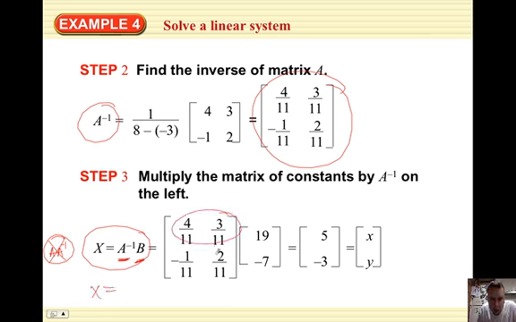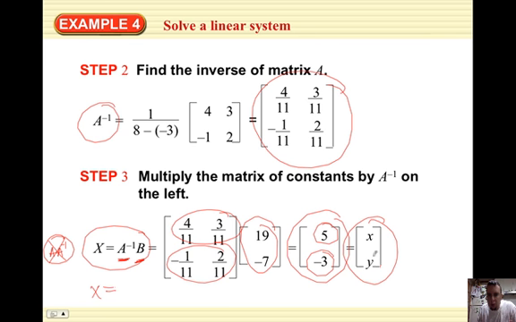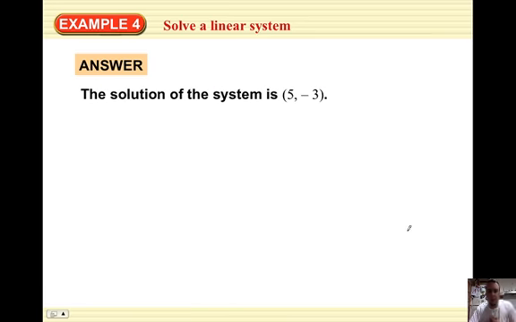X equals: you take this row times this column, and you're going to get 5. I'm just going to assume you can do this by yourself. And take this row, this column, and you're going to get -3. You have to know how to do it by hand. So what does that mean? 5, -3 equals XY, because that's what it was equal to. What does that mean? 5 equals X, -3 equals Y. So you could write on your paper 5, -3 is our answer. That's X, that's Y. That's it. Solution is 5, -3. Know how to solve a system using inverse matrices.